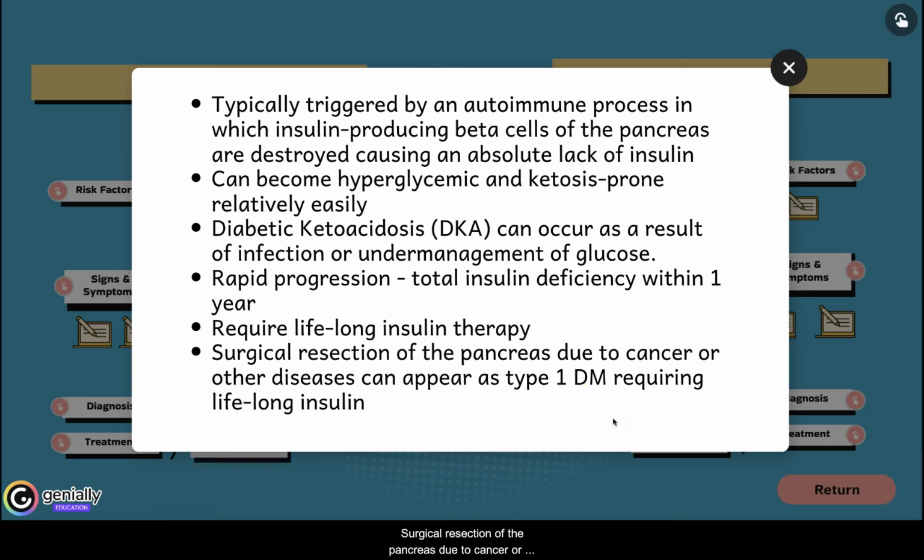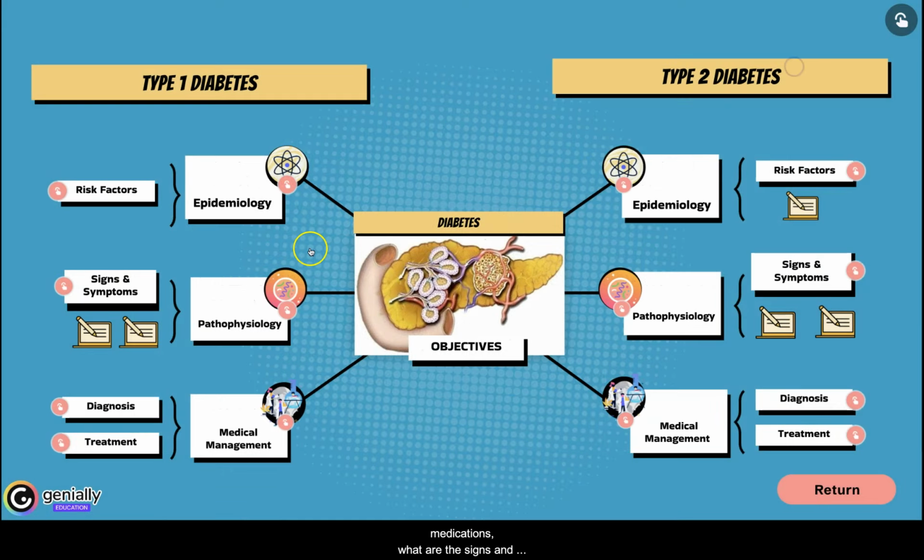Surgical resection of the pancreas due to cancer or other diseases can also appear as type 1 diabetes, requiring lifelong insulin, right? But with type 1, they're insulin dependent, right? They can't take oral anti-diabetics, and we're going to talk about this when we talk about the medications.